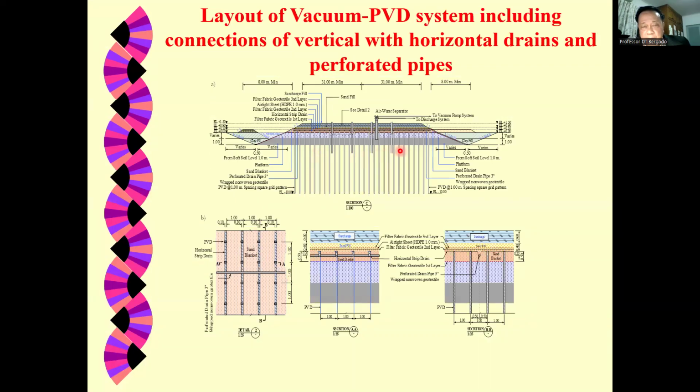Here are details of the improvement, all labeled here. This is the horizontal drain, a perforated pipe connected to the vertical PVDs. And here the geotextile and geomembranes are combined together at the top.